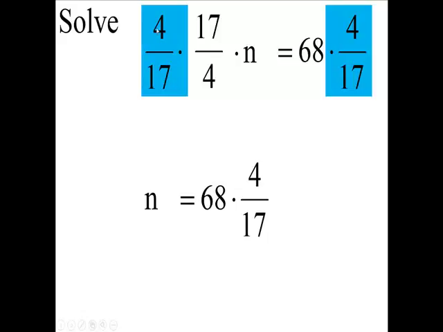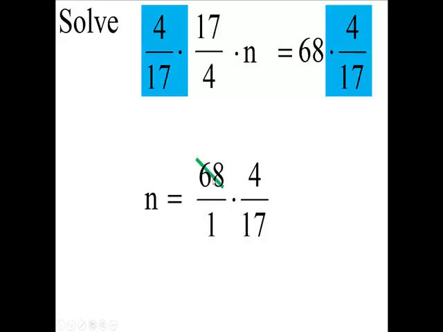Well, maybe you don't see they cancel. Look, you have 4 times 17, which is 68, and 17 times 4, which is 68. 68 over 68 is 1, and 1 times n is n. Okay? Now, 68 can be written as a fraction, which is 68 over 1. Now, something you may not know is that 17 goes into 68 4 times. 4 times 17 is 68.